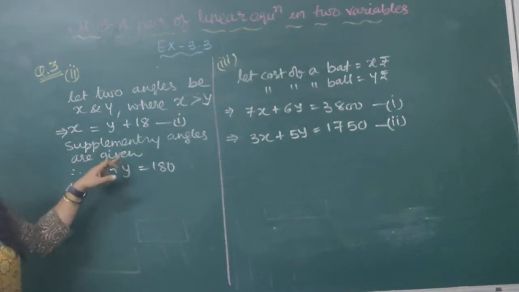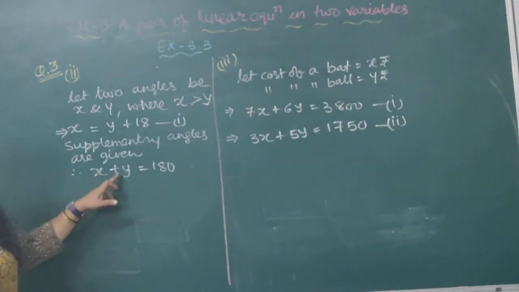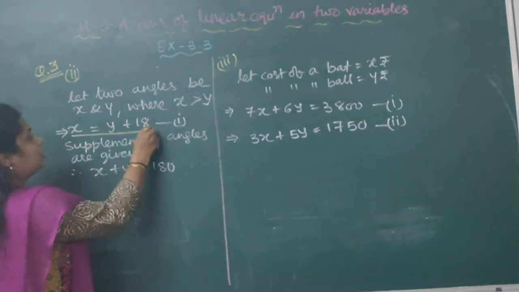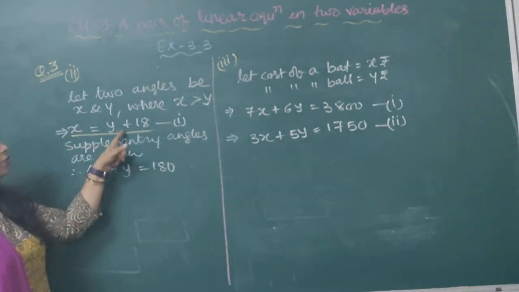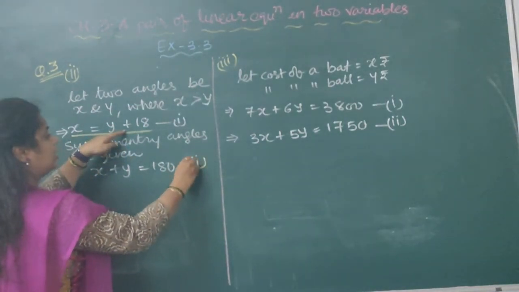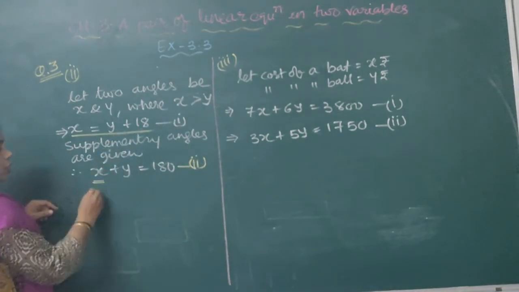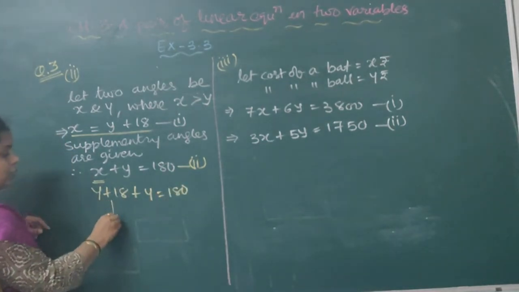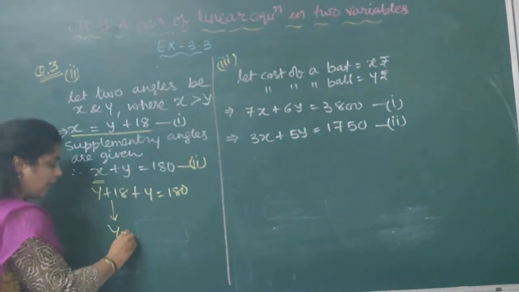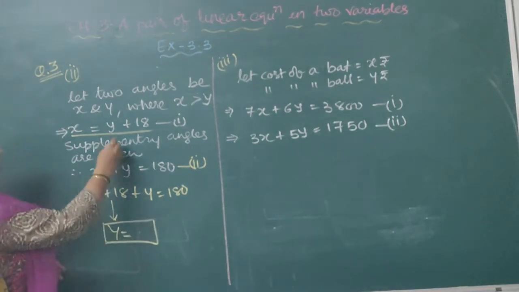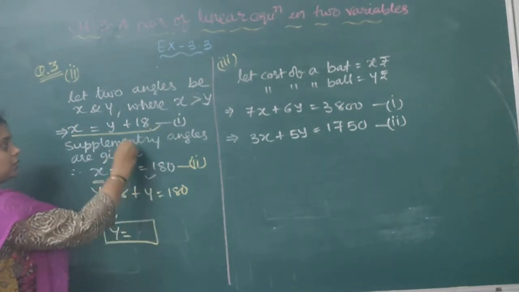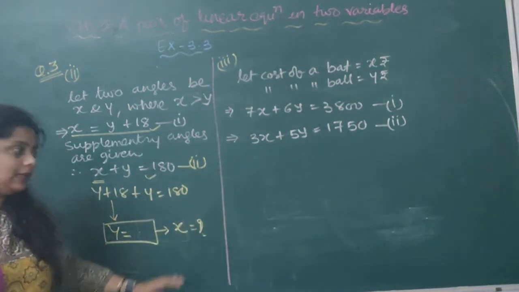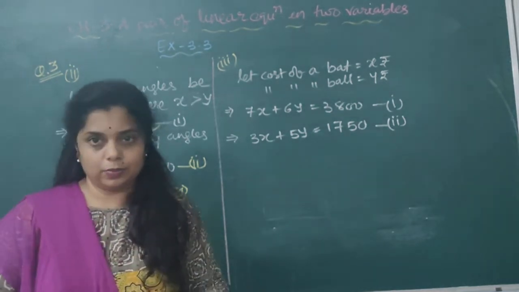Now next, as supplementary angles are given, it means x plus y is equal to 180. Now what you have to do? You have to substitute this value of x, which is in terms of y, into this second equation. Instead of x, you have to put y plus 18, plus y is equal to 180. Like that you have to do the steps. You will get the value of y, and after getting the value of y, if you put it in either this equation or this equation, you will get the value of x. Is it clear? Okay, like that you have to solve the second question.